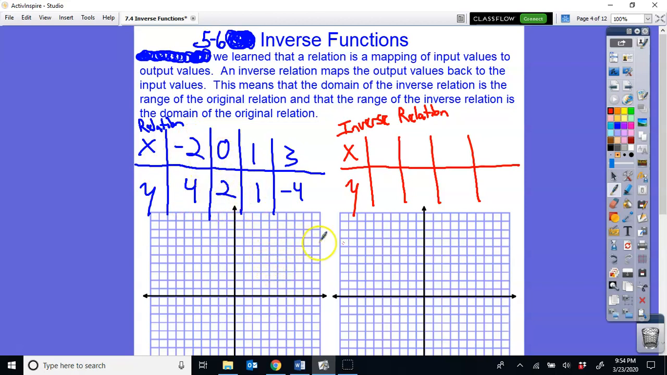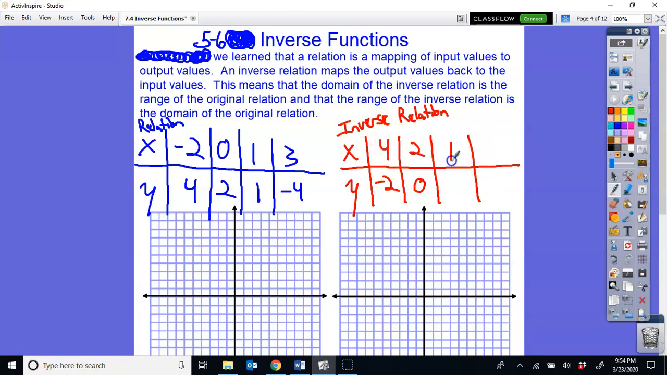So the new inverse relation would be 4 back to -2, 2 back to 0. In other words, it's like if you took -2 and plugged it in and got 4, and then you reversed the process, you plugged 4 back in and you got -2. That's what an inverse is.